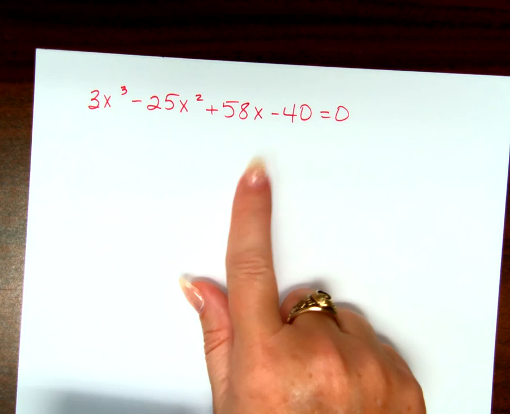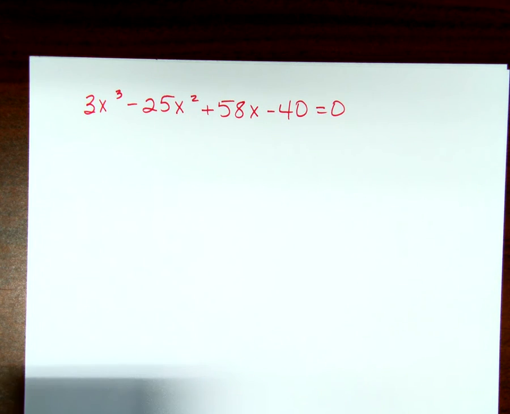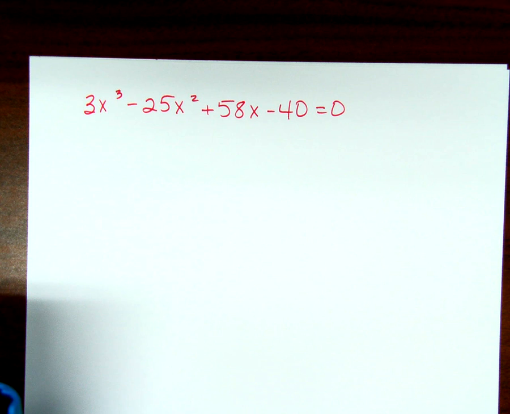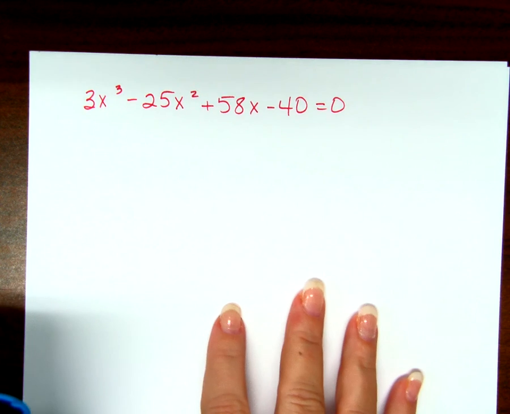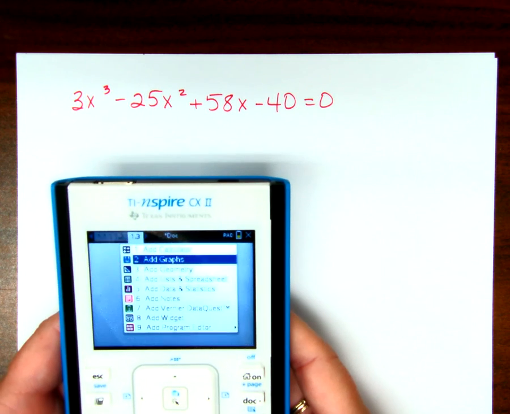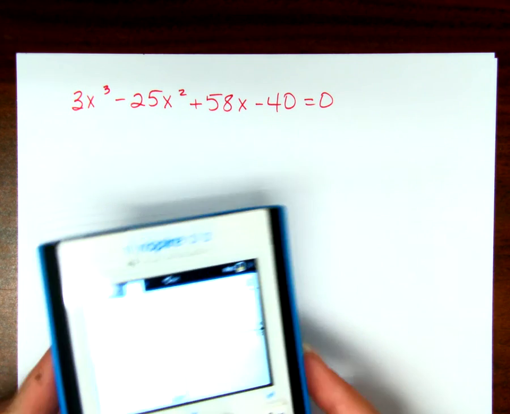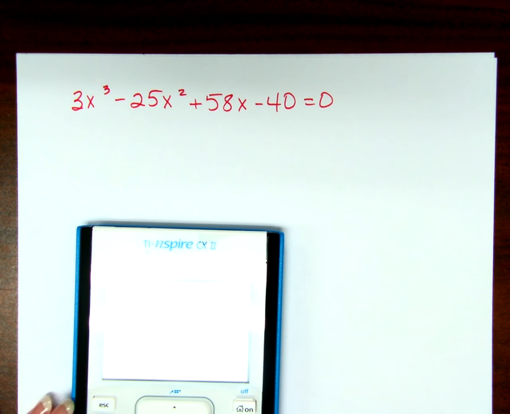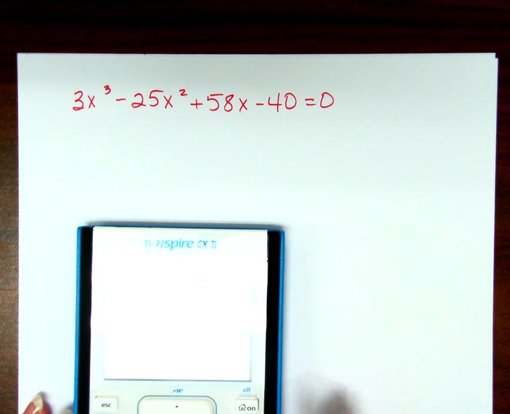So if we're doing this problem right here, Liz, I'll answer that question right now. Why are we not always putting this in the calculator? I'll answer it right here. So you're starting a graph and you're putting that equation into the graph. 3x raised to the third minus 25x squared plus 58x minus 40.